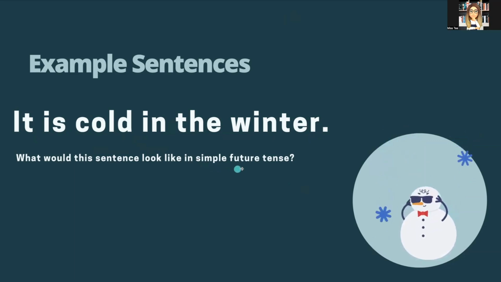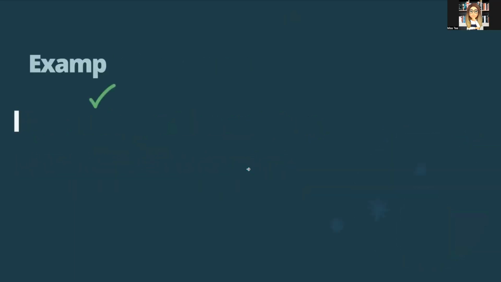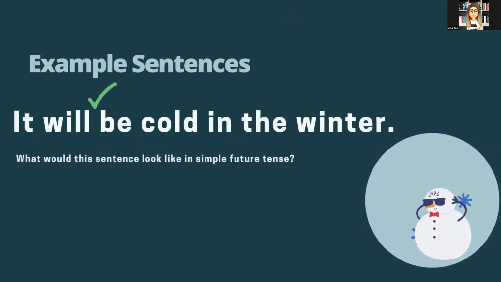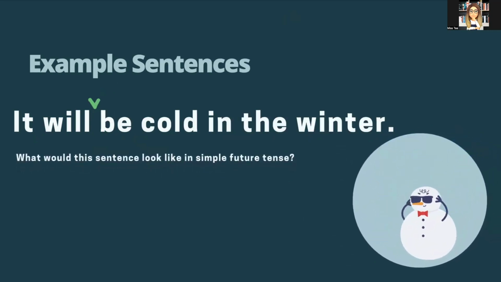So it would look like this. It will be cold in the winter, because "cold" is an adjective. So that's why after the subject "it," we need "will be." It will be cold in the winter. So this is what our sentence looks like in the simple future tense.